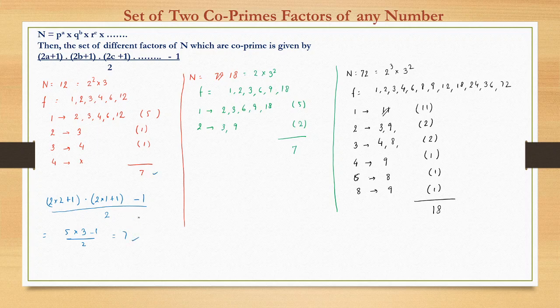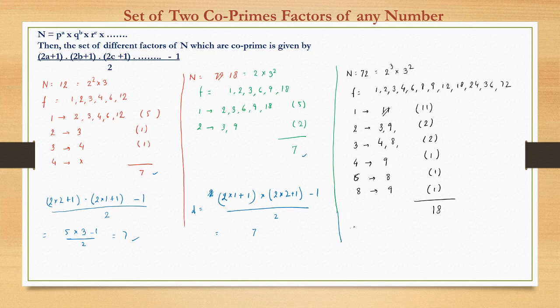So this is a very simple method. Similarly here, we have the same thing. Now 2 into 3 square, so again power of 2 is 1, so it will be 2 into 1 plus 1, into index of 3 is 2, so that will be 2 into 2 plus 1 minus 1 upon 2. So this d would be nothing but 3 into 5, 15 minus 1, this is also 7, same as what we had got here.